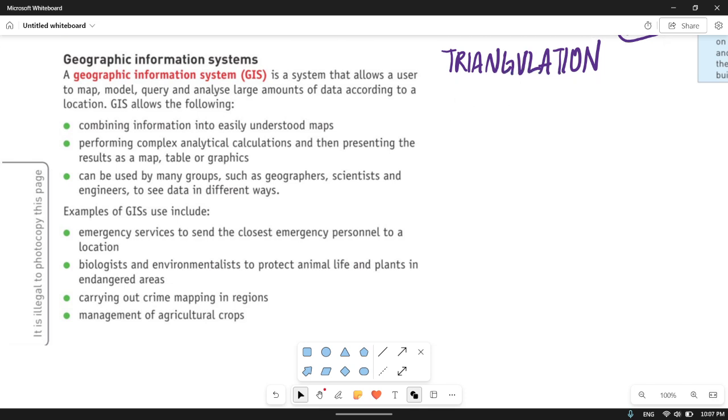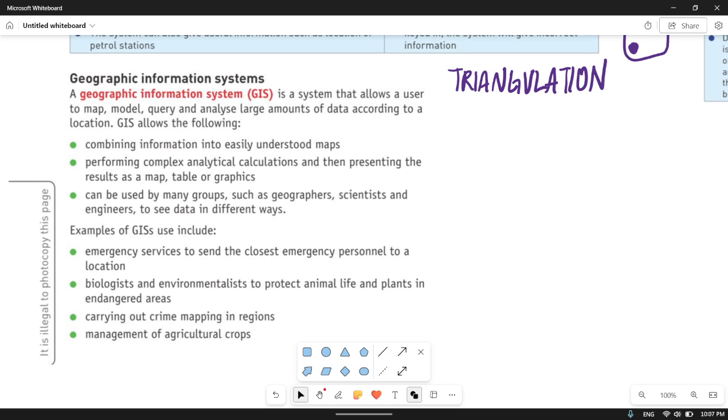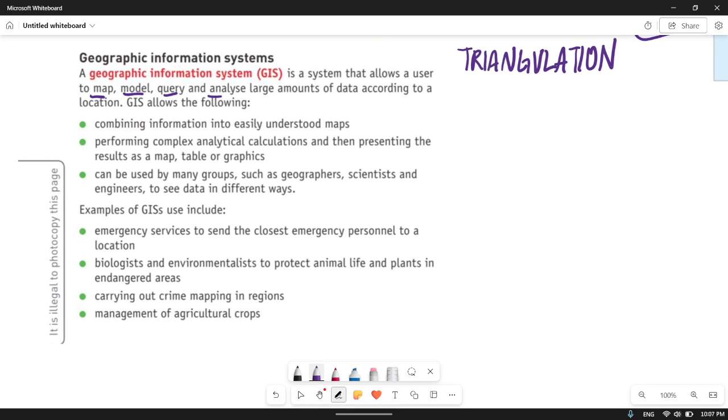Okay, so GIS, or Geographic Information System, is a system that allows the user to map, model, query, and analyze large amounts of data according to the location. Now, GIS allows the following: combining information into easily understood maps, performing complex analytical calculations, and then presenting the results as a map, table, or graphics. Can be used by many groups such as geographers, scientists, and engineers to see data in different ways.